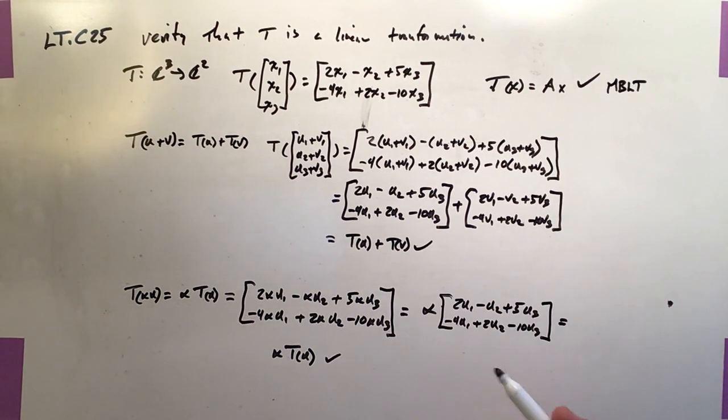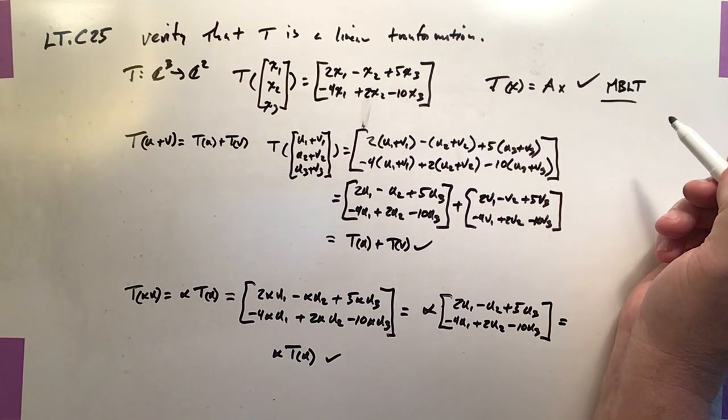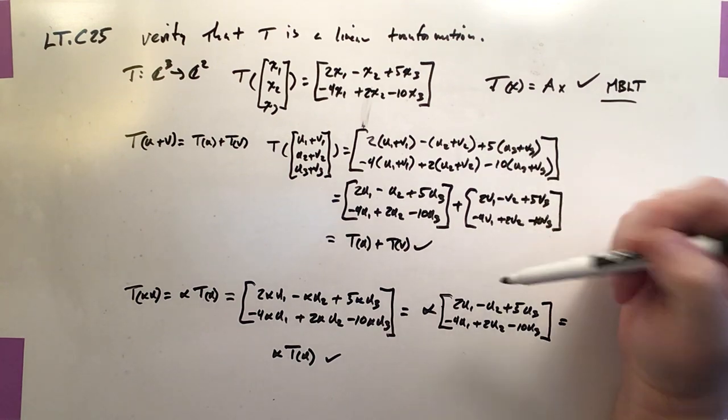In other words, this is a linear transformation because it satisfies both conditions, which we knew already from MBLT. But this is sort of the old school approach.